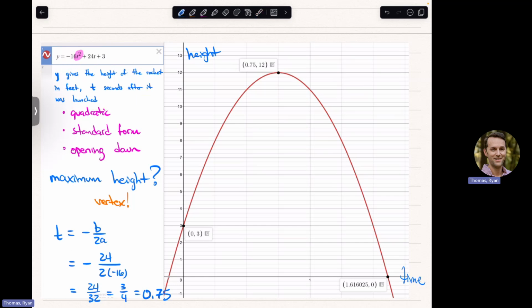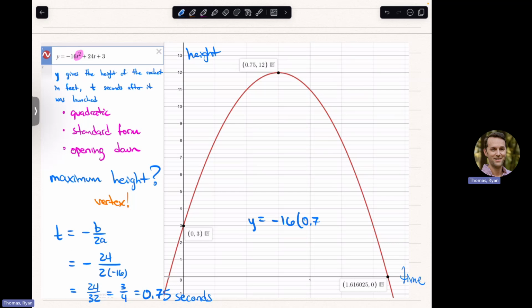0.75 is the t value based on how the function is set up. t is time. So I'm just going to write seconds there. That's how long it's in the air before it reaches the maximum height. So 0.75 seconds after I launch the thing, it gets as high as it's ever going to go, and then after that, it's falling back to the ground. If the thing I'm trying to find, though, is the maximum height, I'm not done yet because I just figured out when it happens. What I need is to plug that back in, so find the y value that goes with it.